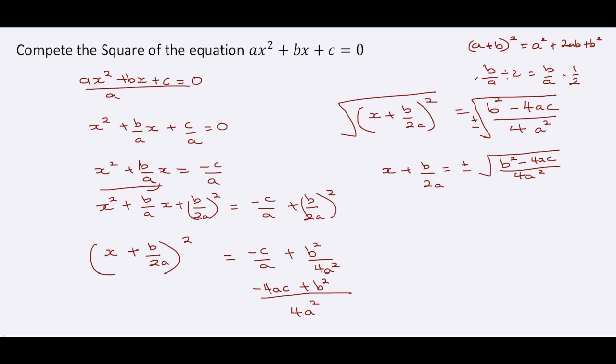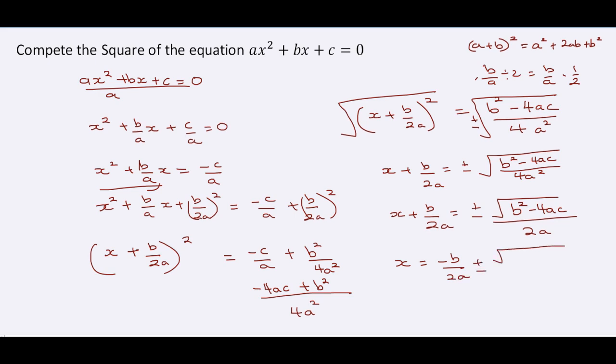So now let's simplify what's in the square root. So we have x plus b over 2a is equal to plus or minus the square root of 4a squared, which is going to be 2a. So you have the square root of b squared minus 4ac divided by 2a. So now we move b over 2a to the right hand side. So x now becomes equal to minus b over 2a plus or minus the square root of b squared minus 4ac over 2a.